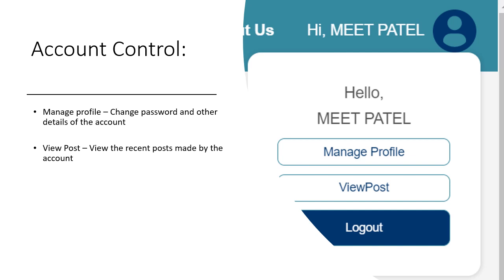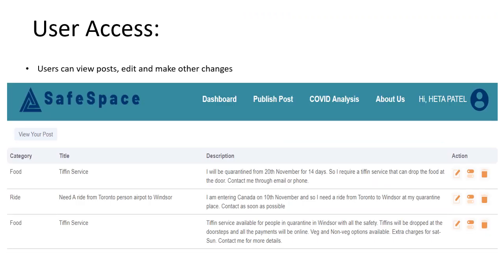The second is the view post. If you hit view post, you will be redirected to the page where you can see all your published posts. Here comes the view post page. As you can see, there are all the posts that have been published by me, and you can edit, delete or view the post according to your preferences.